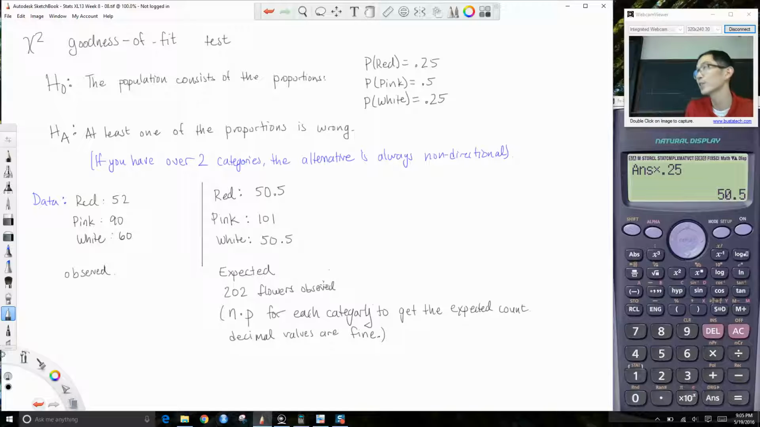Okay. All right, and then the chi-squared statistic is what we're going to do: take the observed minus the expected, take the squared difference between these, and divide that by the expected. So it's observed minus expected, squared, divided by the expected. Okay, and we're going to add them up for all categories.